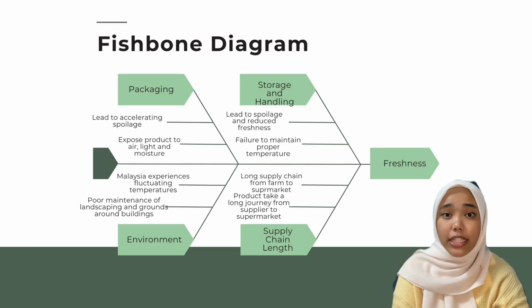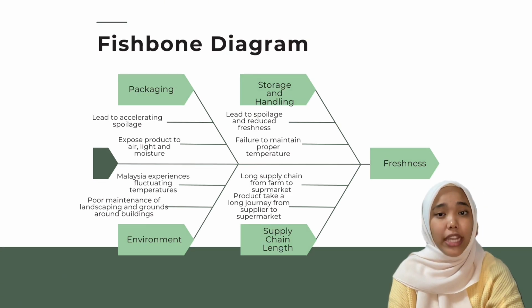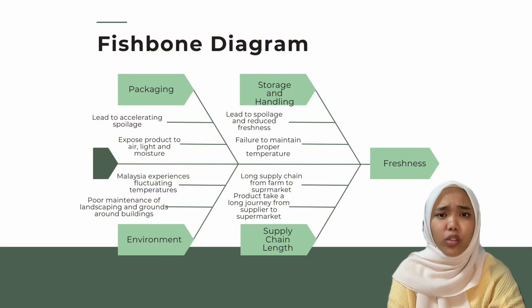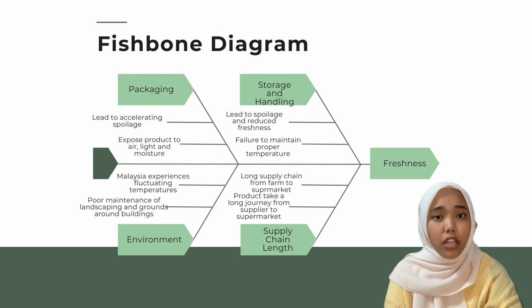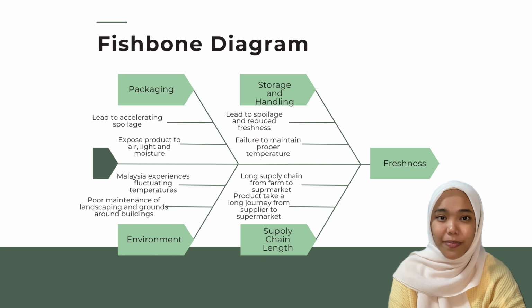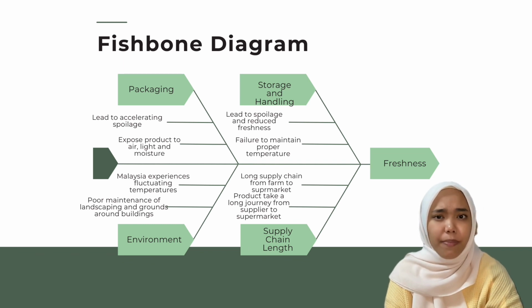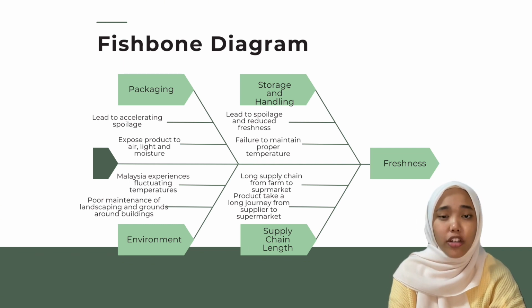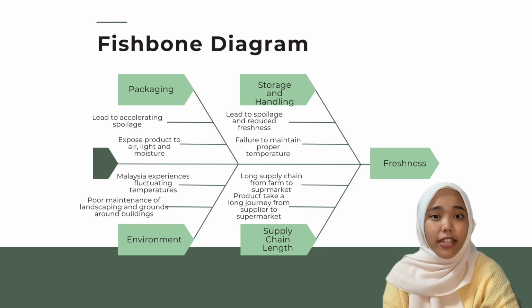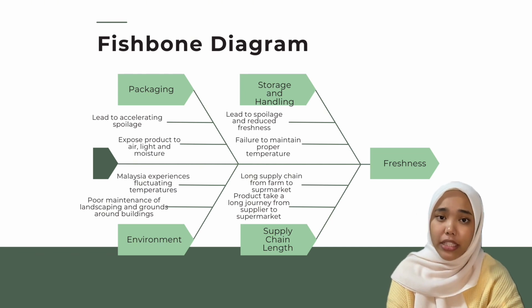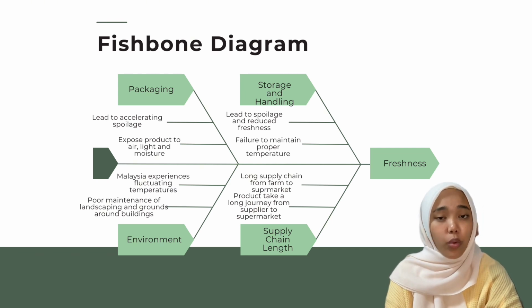The first cause that affects freshness is storage and handling. Without good storage and handling, it can lead to spoilage and reduce freshness, or the supermarket fails to maintain the proper temperature to keep the product fresh. Next is packaging. Maybe the packaging of the product is not suitable and leads to accelerating spoilage, or the packaging exposes the product to air, light, and moisture until they become damaged.